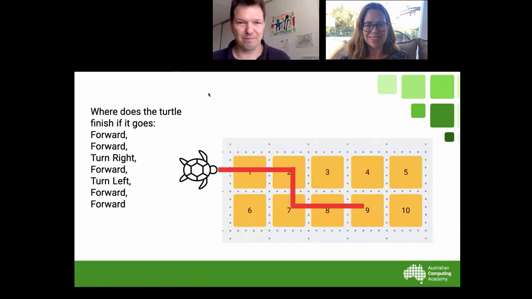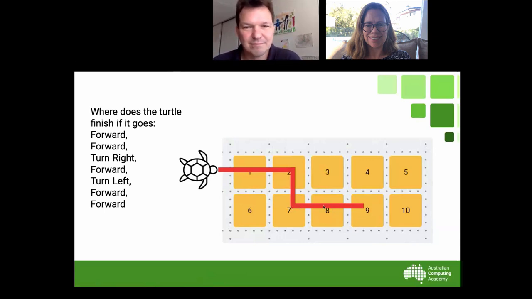Okay, this time, the first part of the journey looks the same as before. So the first forward instruction took us onto square one, the second one onto square two. The turn right, we're still on square two, but we moved to point to the turtle's right. Then we traveled to square seven. Now at this point, the turtle was actually looking down towards the bottom of the page. So a left turn for the turtle points him towards square eight. And then we had two more forward instructions.